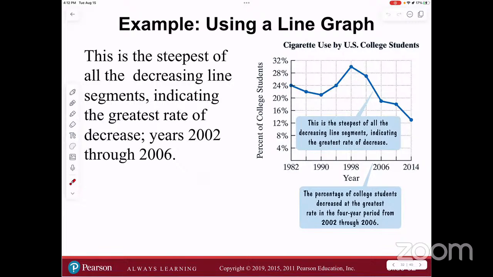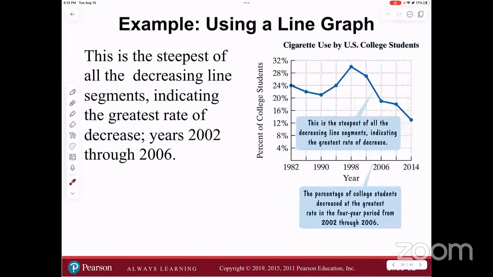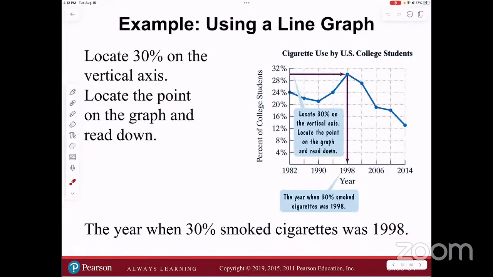Okay, in which year did 30% of college students smoke cigarettes? So 30%, you see it just above the 28. That highest year is 1998. You see it here.